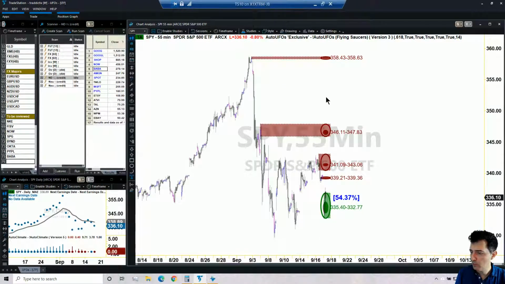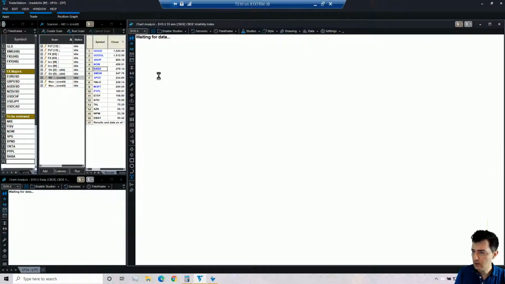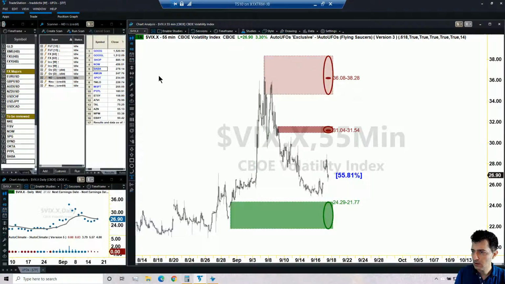Yeah, pretty powerful move to the upside actually, what the market has done today. So VIX is top there. Yeah, so nothing major for me to comment on. Yeah, all good.